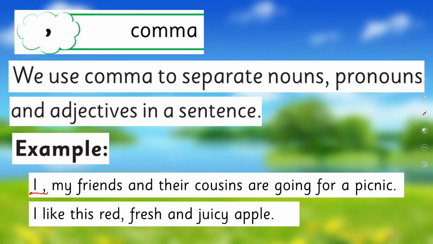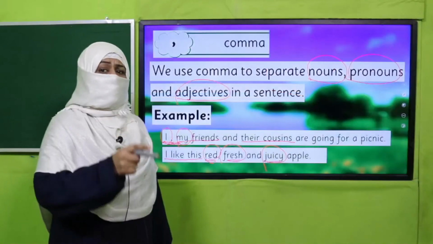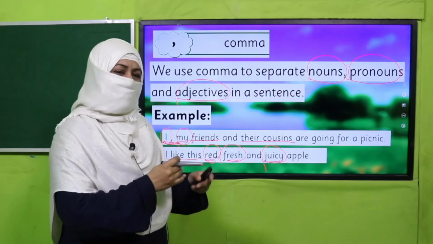I, my friends, and their cousins are going for a picnic. Now you see, I and my are pronouns, and I have separated them by putting a comma. I like this red, fresh, and juicy apple. Now red, fresh, and juicy are adjectives. So whenever we have three or more nouns, pronouns, or adjectives in a sentence, we put a comma to separate them, right? We have already learned all these things, so we are just recalling them.